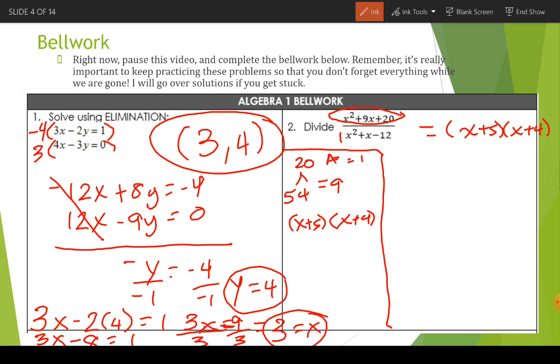So we'll need two numbers to multiply to negative 12 and add to 1. That would be 4 and negative 3. So our factors are x plus 4 and x minus 3. So we can plug that into our denominator.